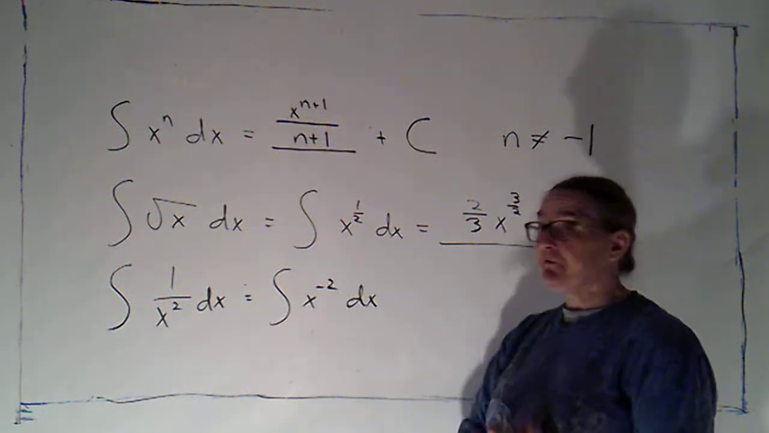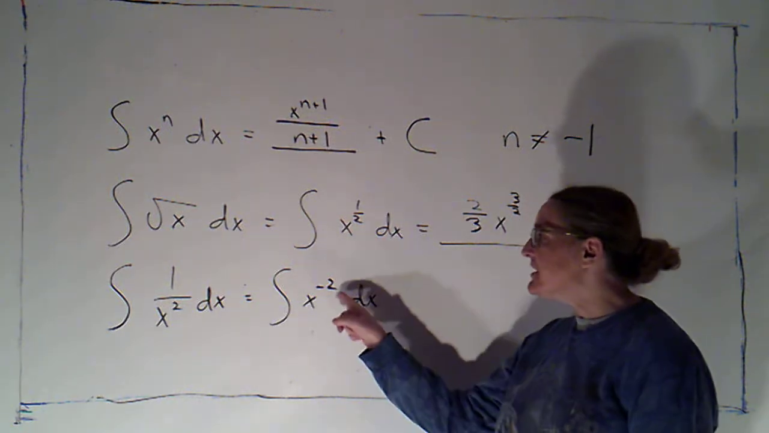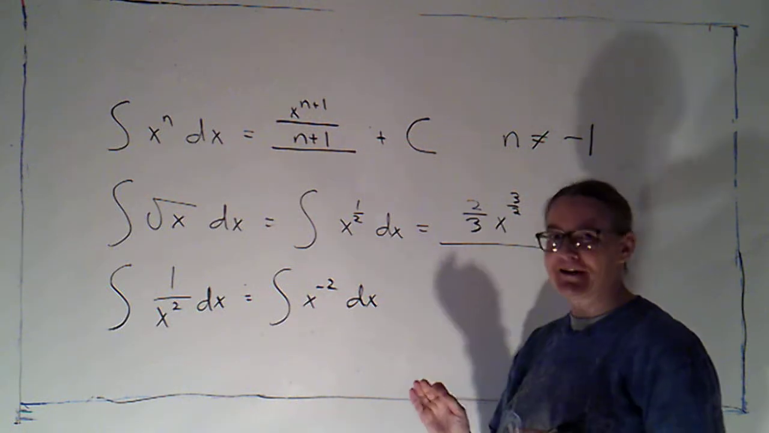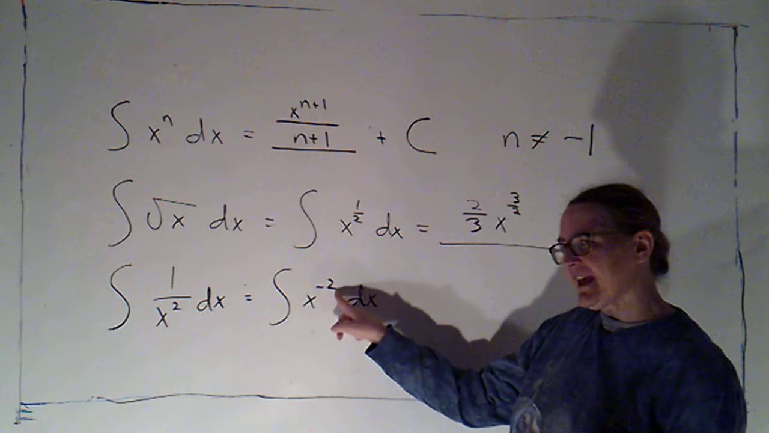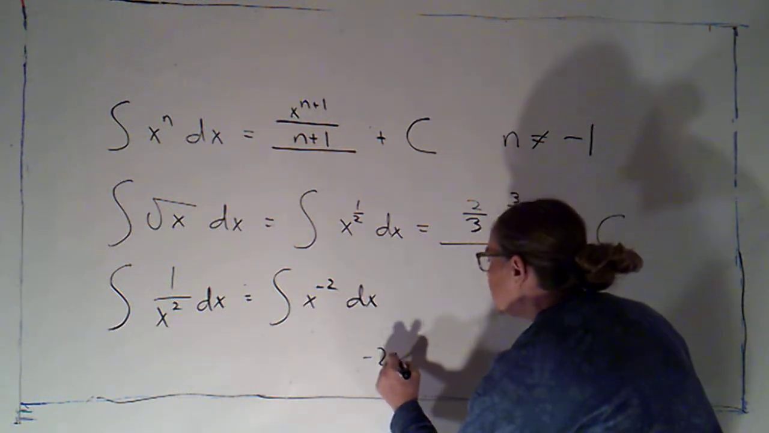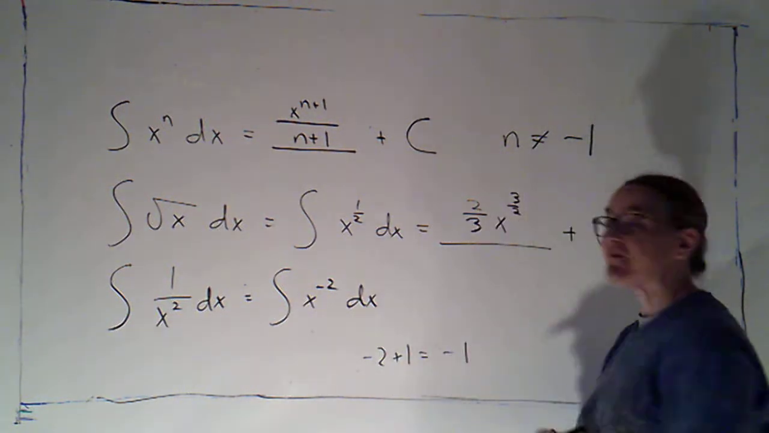Now, be very careful here. The new power is 1 more than this. A lot of times people want to say that's -3, but -3 is what I would get if I subtracted 1 from this. -2 plus 1 is actually -1.